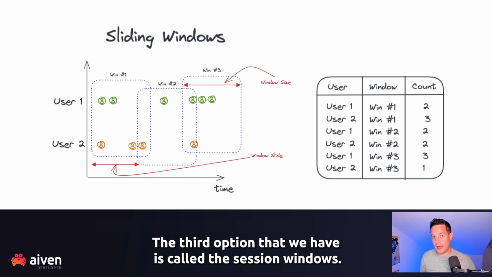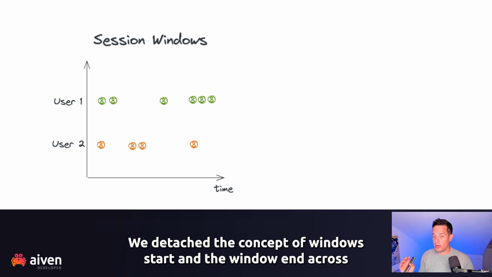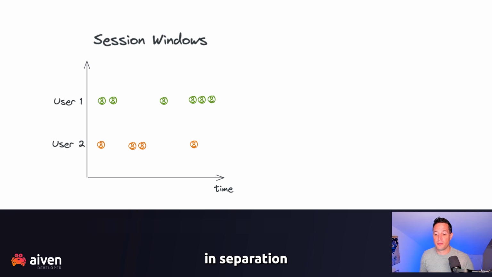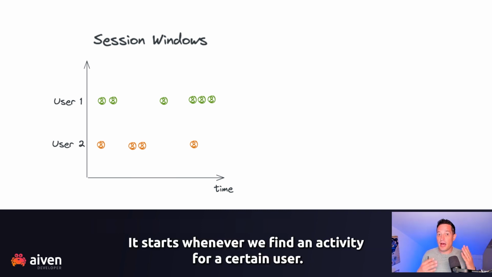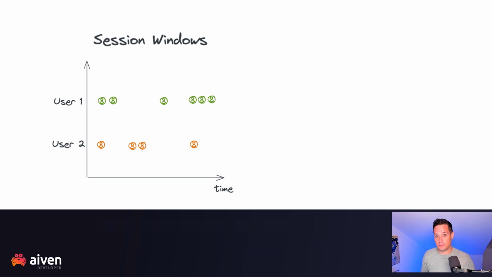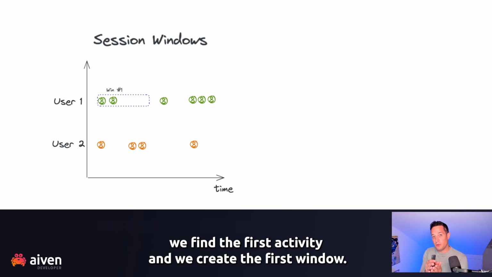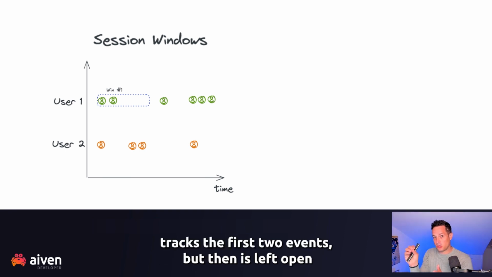With the third option that we have, called the session windows, we detach the concept of window start and window end across all the users, and we define windows for every single user in separation. Because with session windows, the window doesn't have a fixed start time. It starts whenever we find an activity for a certain user. So for example, if we see for user 1, at a certain point of time, we find the first activity and we create the first window. As you can see, the window tracks the first 2 events, but then it is left open.